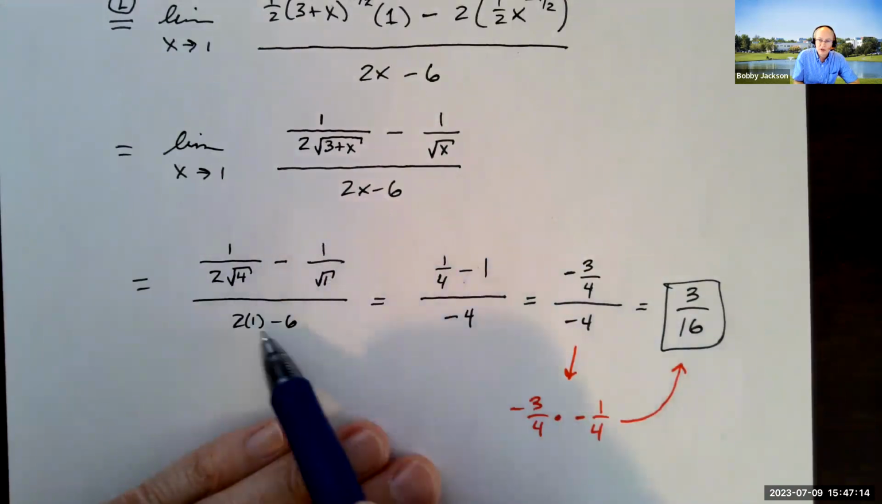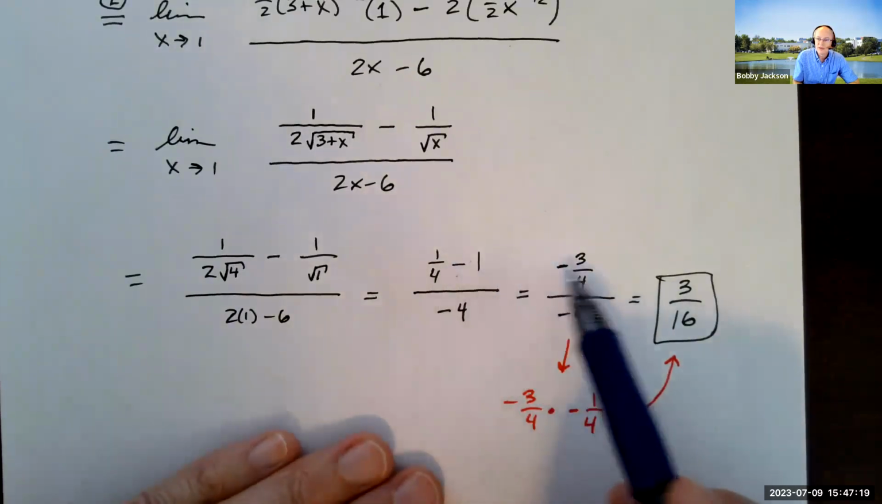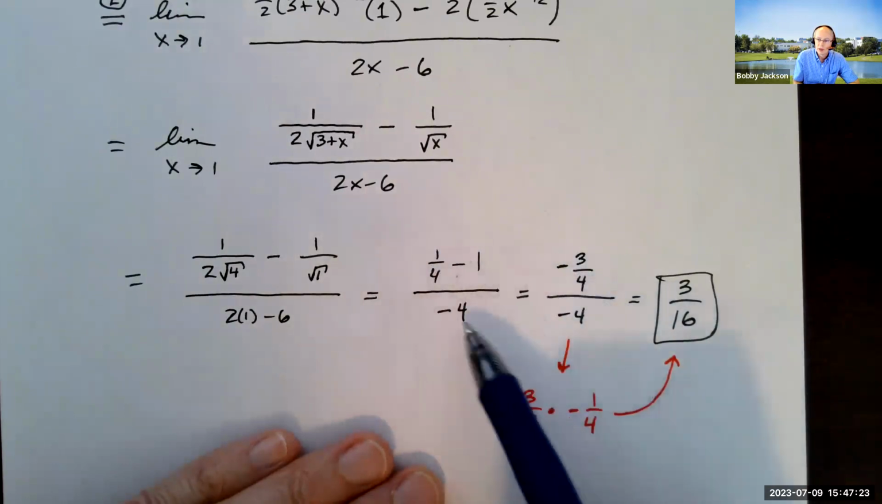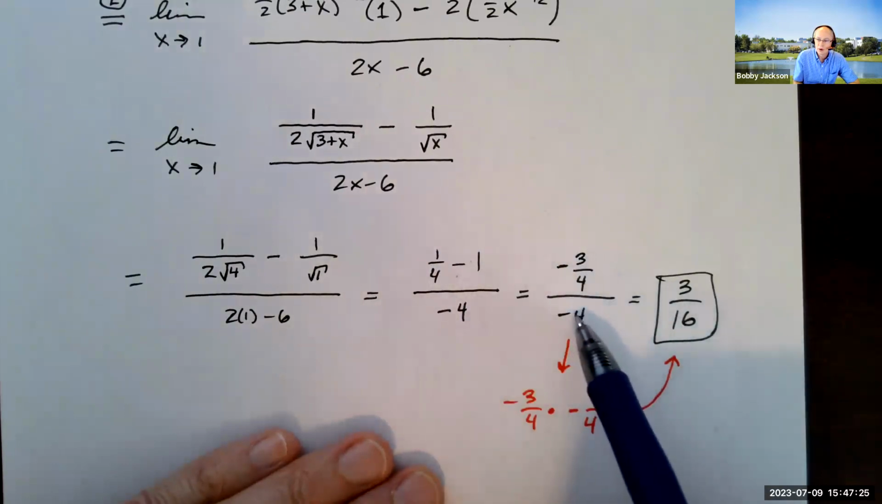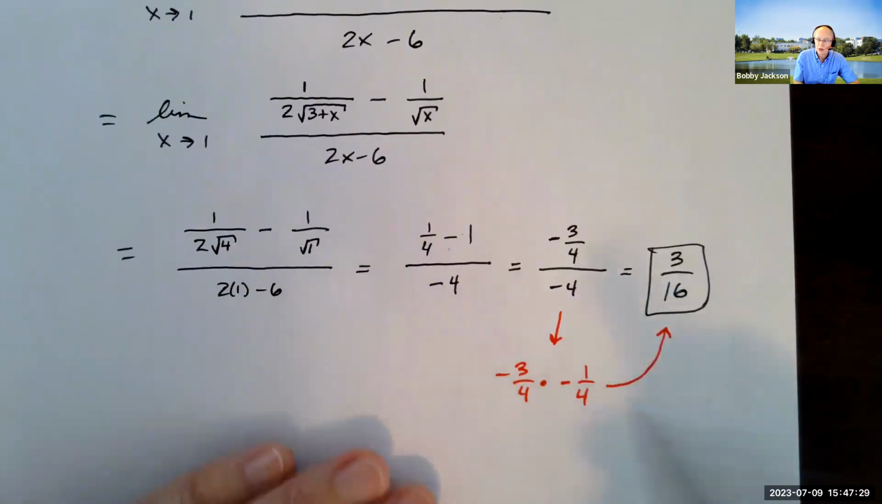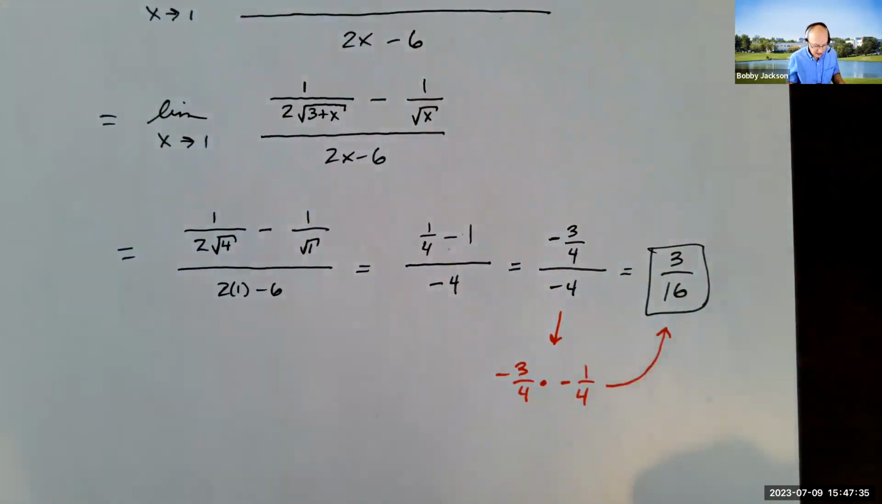And then here I get 2 minus 6 is negative 4. 1/4 minus 1 is negative 3/4, right? 1/4 minus 4/4 is negative 3/4. And so negative 3/4 divided by negative 4, negative divided by negative is positive 3/16. Remember, dividing by 4 is the same as multiplying by the reciprocal 1/4. And there's our limit, 3/16, the exact value.